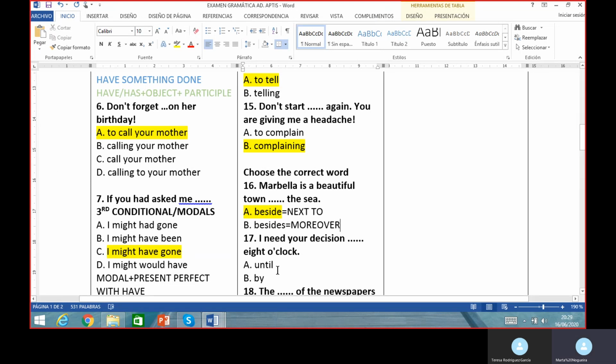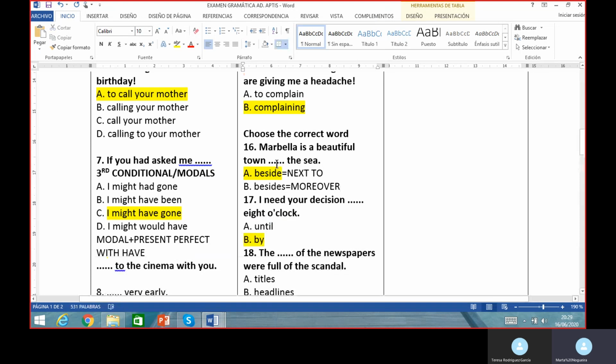17. I need your decision by 8 o'clock. ¿Por qué no es at? Alguien podría preguntarse, ¿por qué no es at? Si hemos dicho que at va con las horas. Si yo digo at 8 o'clock, es a las 8, pero by 8 o'clock significa antes de las 8, es decir, ya a las 8 tengo que tener tu decisión. I need your decision by 8 o'clock. Puede ser un sinónimo de antes de las 8 o around 8 o'clock. Until es hasta, así que no tendría sentido.